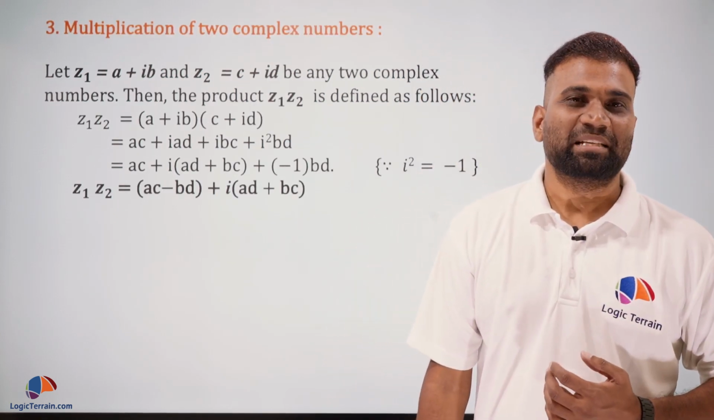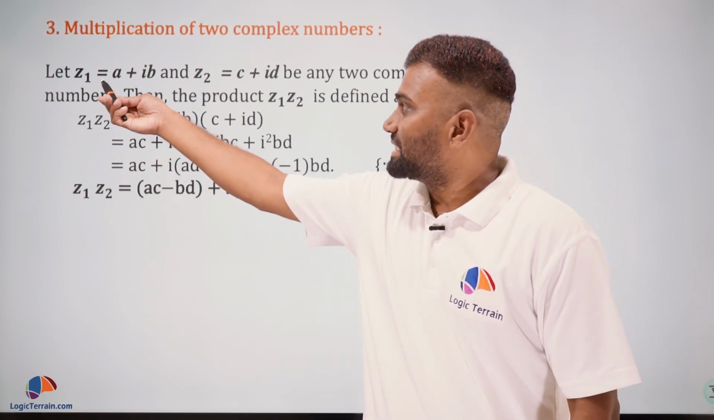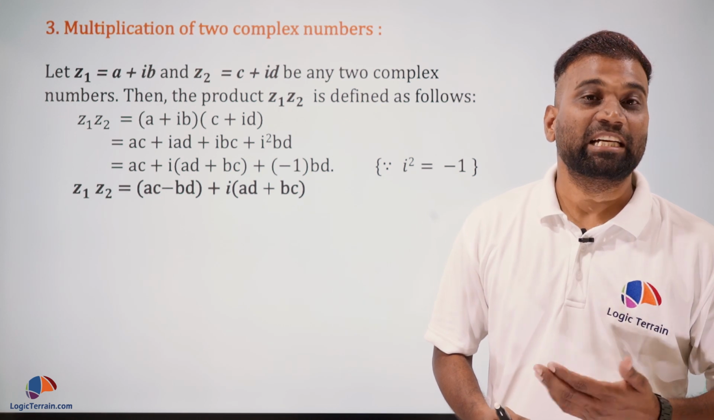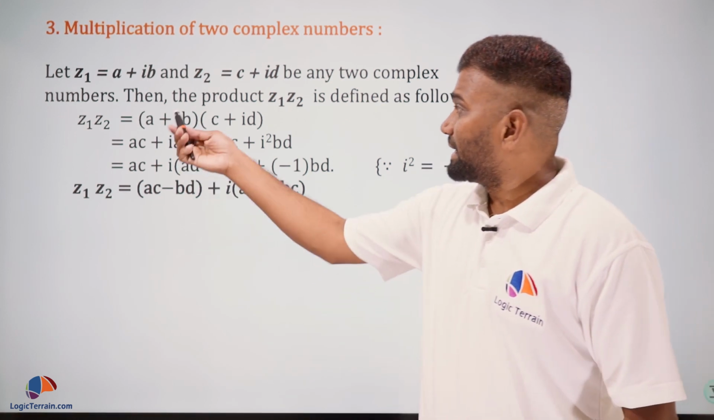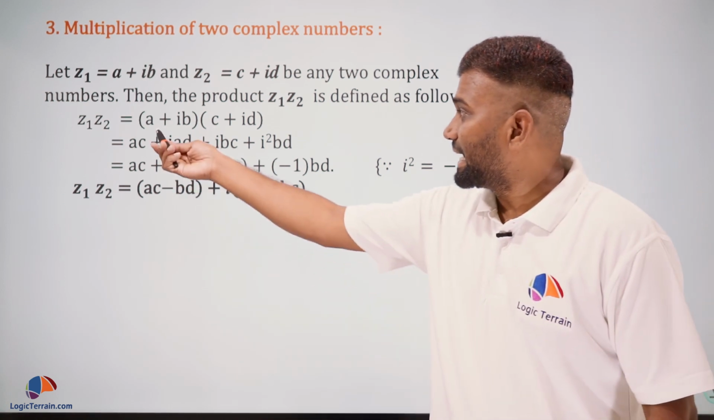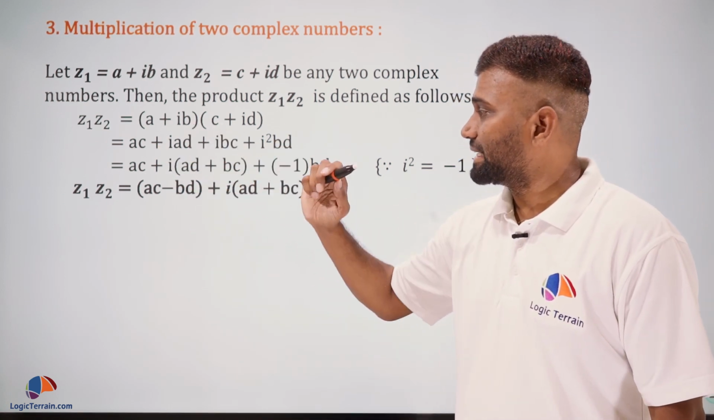Multiplication of two complex numbers. Let z1 = a + ib and z2 = c + id be any two complex numbers. Then the product z1 z2 is defined as follows: (a + ib)(c + id).